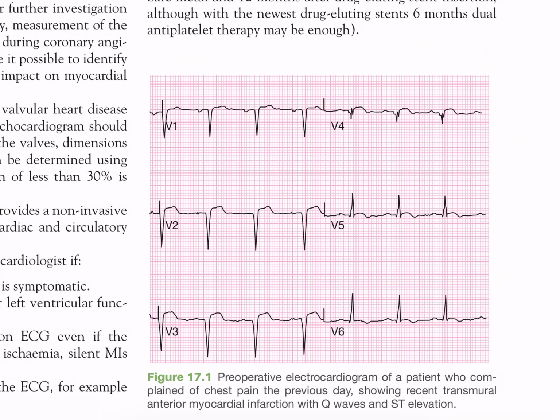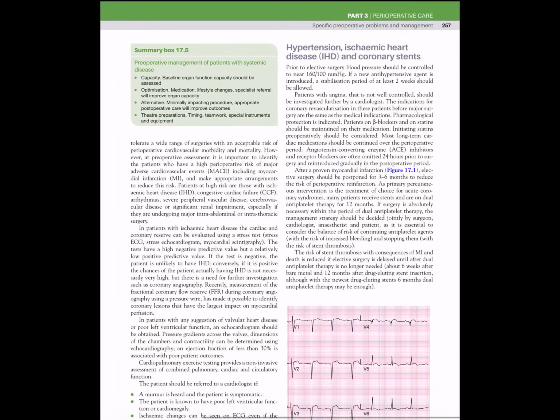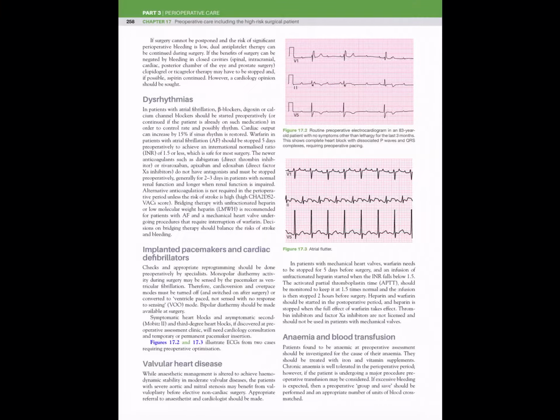So it's anterior, so we can see on the chest leads V1, V2 and V3, anterior chest wall leads. Q wave and ST elevation.